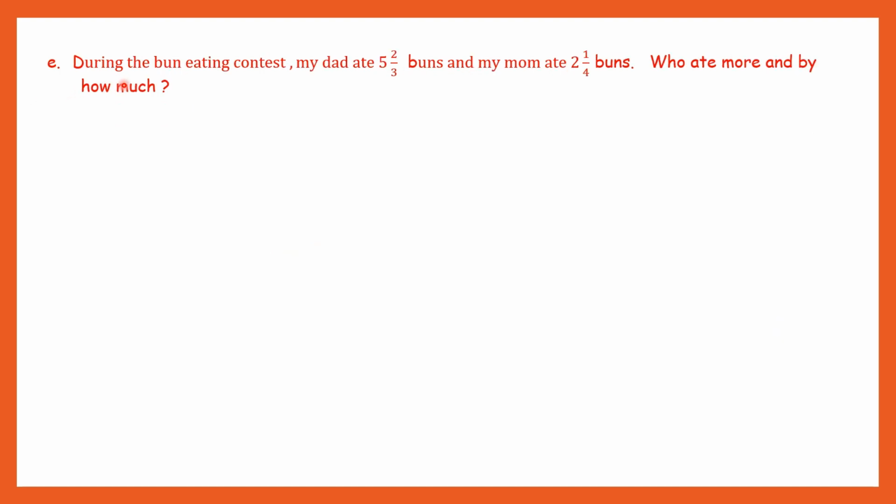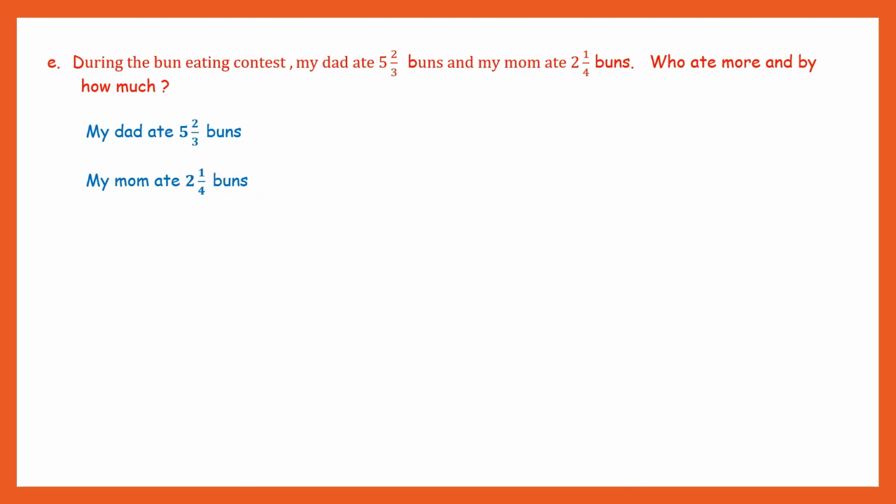Question B. During the bun eating contest, my dad ate 5 2 by 3 buns and my mom ate 2 1 by 4 buns. Who ate more and by how much? So there was a bun eating competition, and in this competition, my dad ate so much and my mom ate so much. Now, who ate more is the question. So my dad ate 5 2 by 3 buns. My mom ate 2 1 by 4 buns.